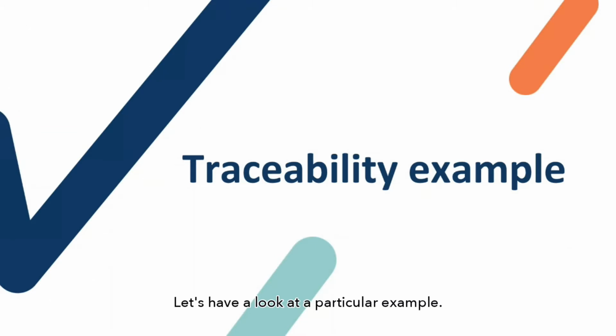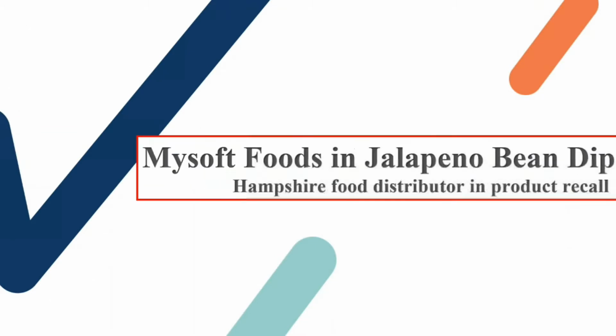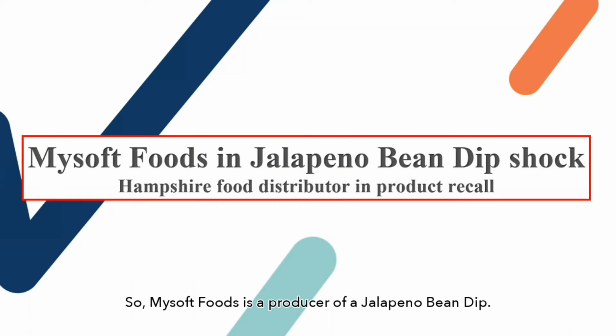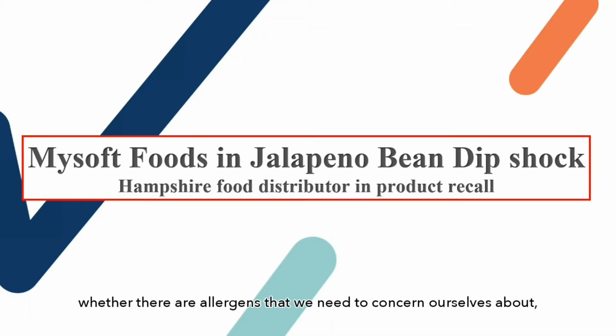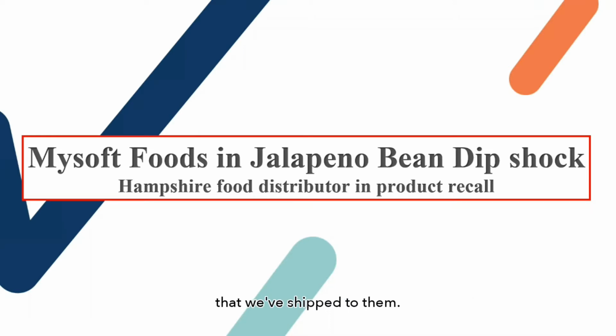Let's have a look at a particular example. Mysoft Foods is a producer of a jalapeno bean dip. A customer has raised a concern about mislabelling of allergens on a particular batch of the product. So we need to identify what we've sold to them, whether there are allergens that we need to concern ourselves about, and also so we can verify the origin of the ingredients that we've shipped to them.